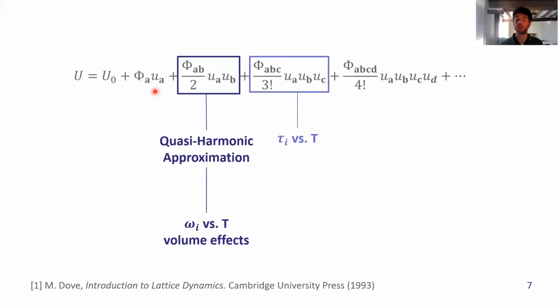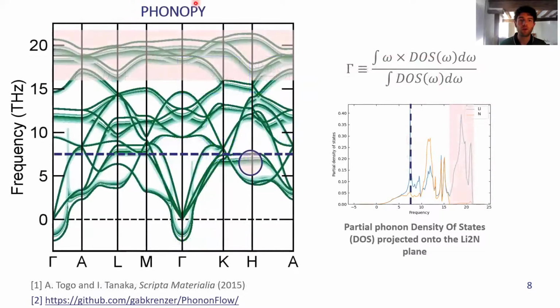The third order term can give us the lifetime, while the fourth order term can give us the intrinsic contribution to frequency shift, so more quantitative effects contributing to this frequency shift. So the first part of my PhD was to compute this and calculate the frequency shift with respect to volume effects. So this I have done with Phonopy, which I've referenced at the bottom, and you can also find the link to a repository which can help you get started with phonon calculations.